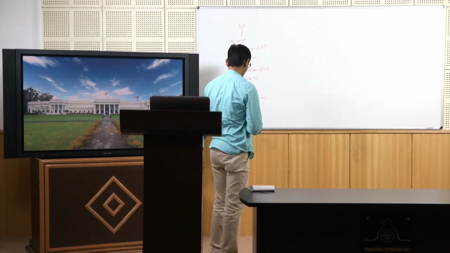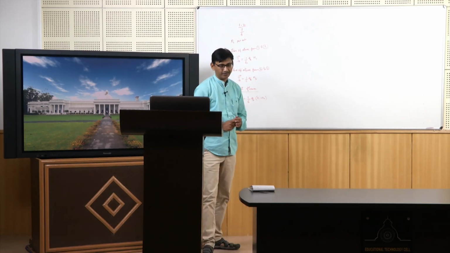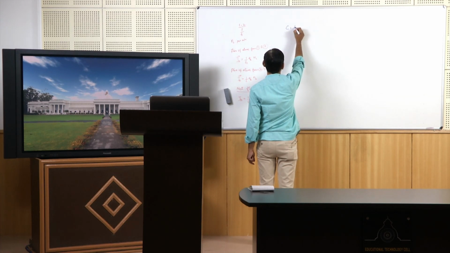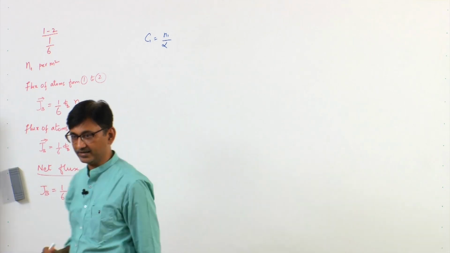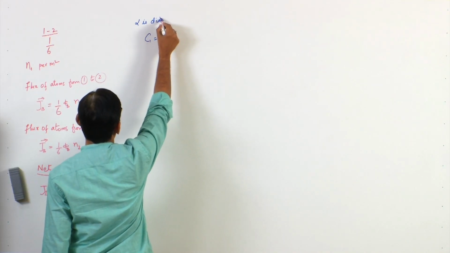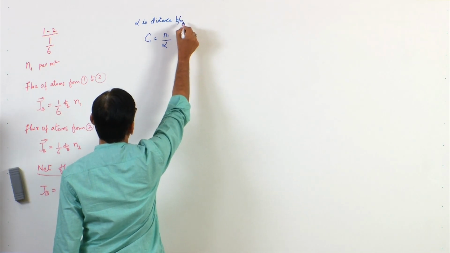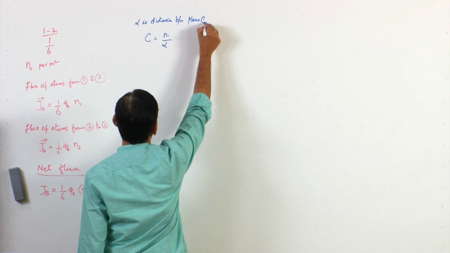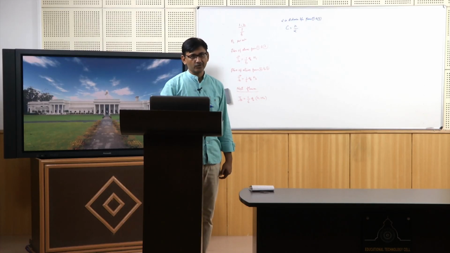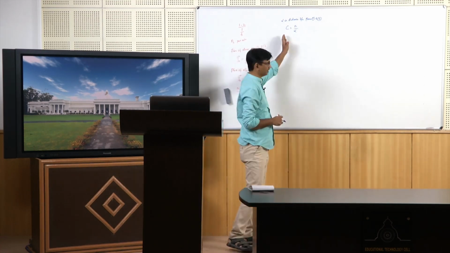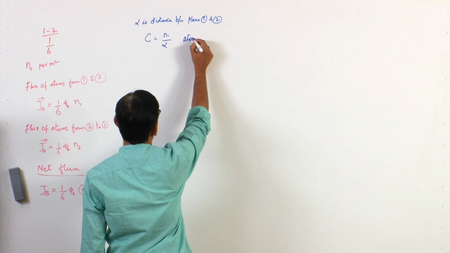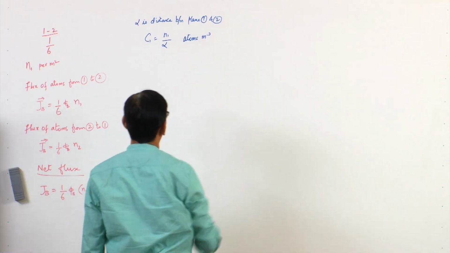Now I would like to define the concentration at the different planes. I will define a concentration C1 equal to N1 by alpha. I think I have not defined alpha here. Alpha is the distance between plane 1 and 2. Suppose we are talking about a unit area, then the concentration in plane 1 will be given by N1 by alpha, in atoms per meter cube, that is, per unit volume.